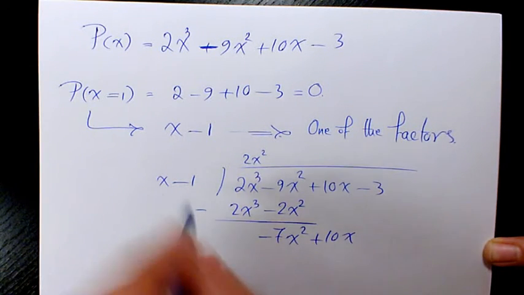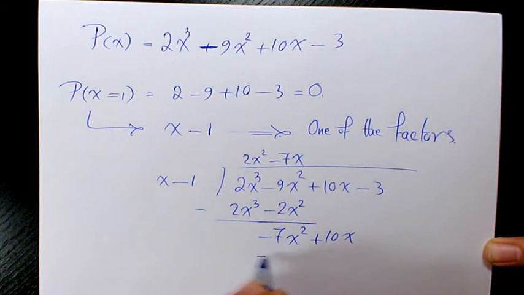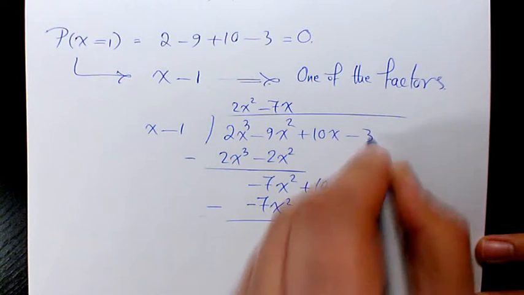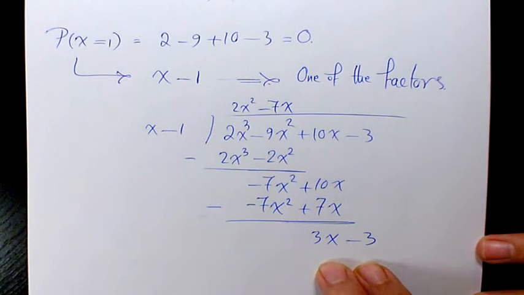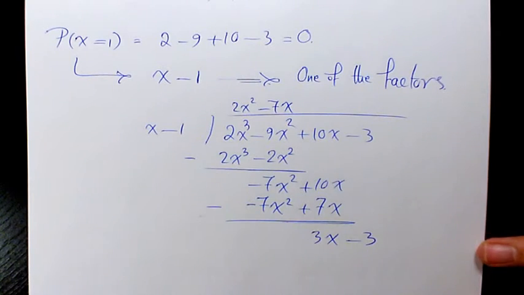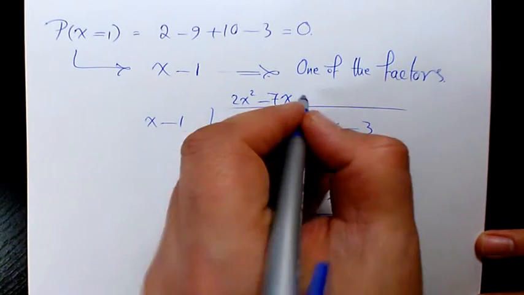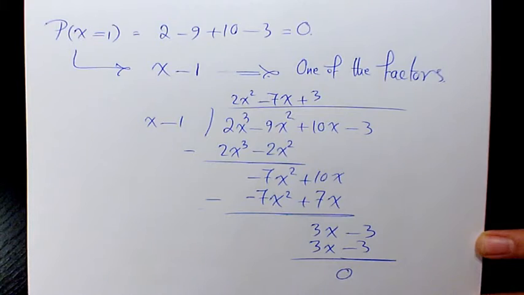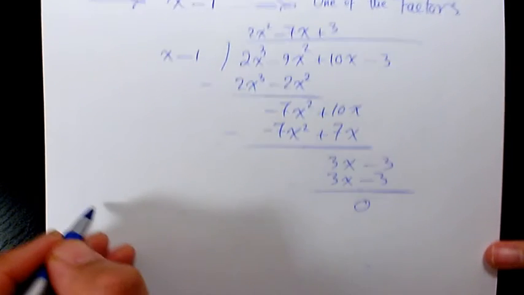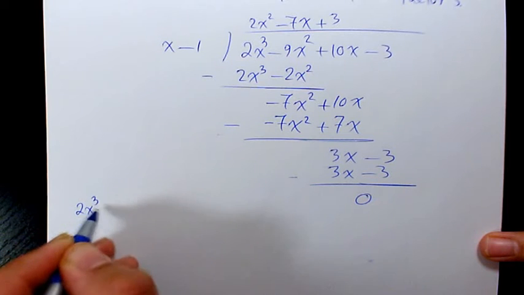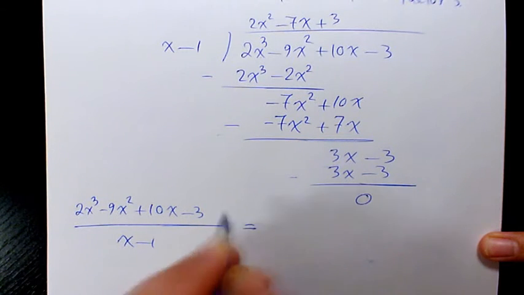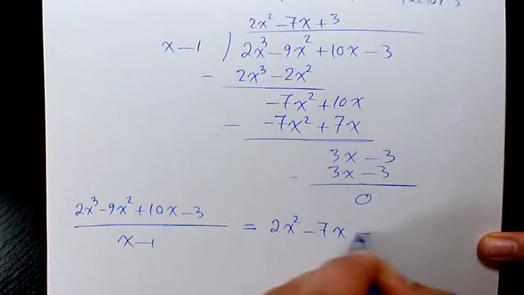Negative 7x squared divided by x is going to be negative 7x. When you multiply, it's negative 7x squared plus 7x. Now you subtract it, these two cancel out. 10x minus 7x is going to be 3x. You bring the next term down. We need to always have two terms here, because here we have two terms. So 3x divided by x is going to be 3. 3 times x, 3x. 3 times negative 1, negative 3. When you subtract it, it's going to be equal to 0. So we're going to say 2x cubed minus 9x squared plus 10x minus 3 divided by x minus 1 equals 2x squared minus 7x plus 3.